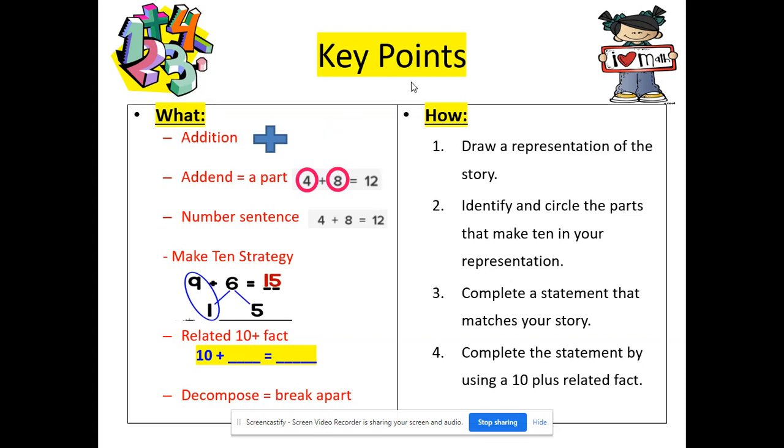Here are our steps. How are we going to be successful? Well, 1, we're going to draw a representation of the story. 2, we're going to identify and circle the parts that make 10 in your representation. 3, we're going to complete a statement that matches your story. And 4, we're going to complete the statement by using a 10 plus related fact. Remember to have your whiteboard ready and a paper and pencil to practice on. Press play when you're ready.